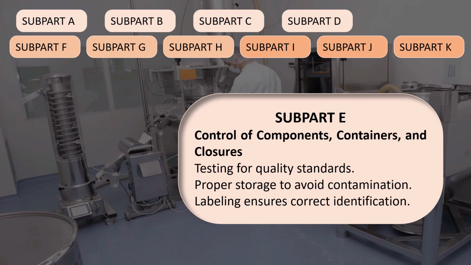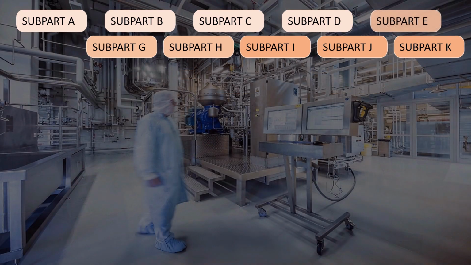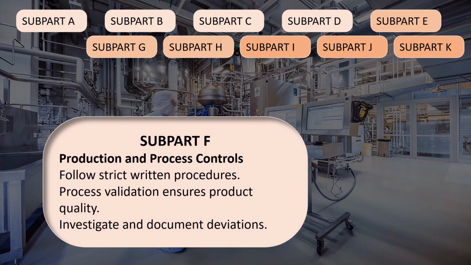3. Drug product containers shall not be reactive so as to alter the safety, quality, or purity of the drug beyond the official requirements. Subpart F, Production and Process Controls. Subpart F covers production and process controls for finished pharmaceuticals. Its purpose is to ensure that drug products meet their stated identity, strength, quality, and purity.